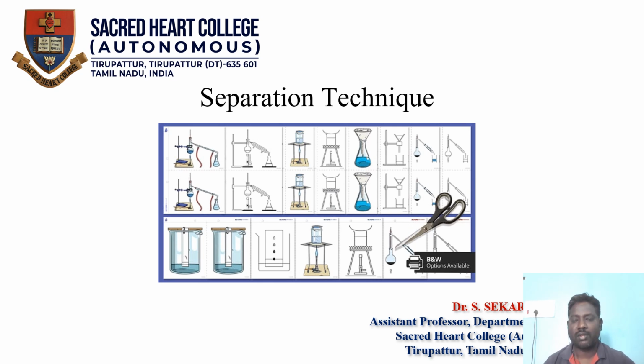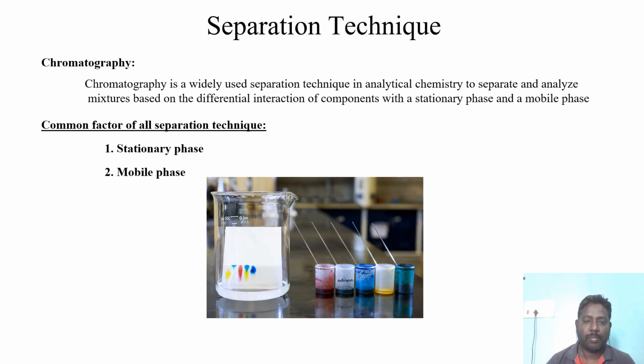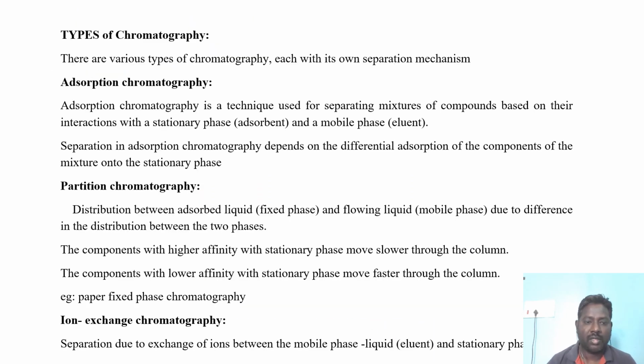Dear students, in the last video we saw column chromatography as an example of adsorption chromatography techniques. So in this video we are going to see thin layer chromatography. Just a recap of the types of chromatography: we have three types. One is adsorption chromatography, partition chromatography and ion exchange chromatography, right?